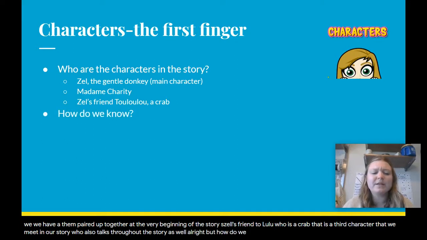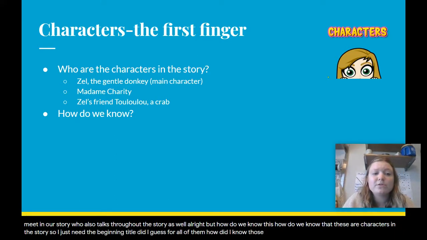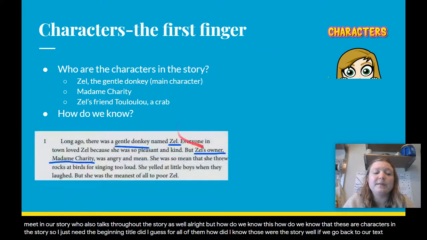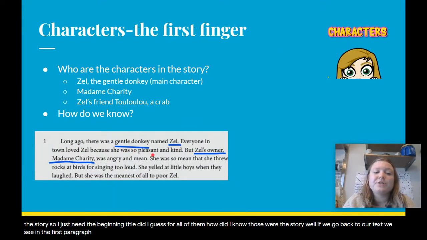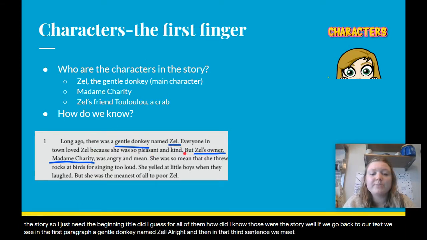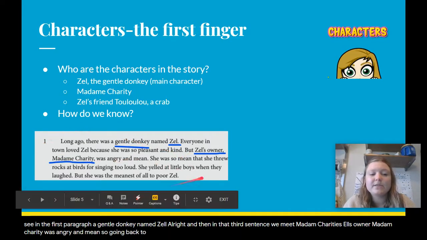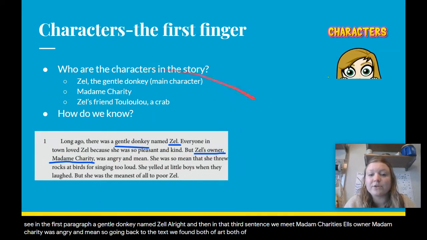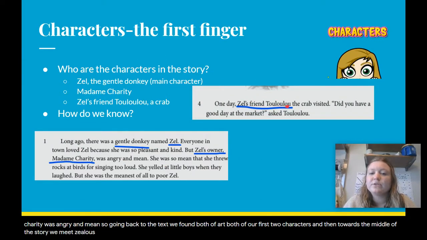But how do we know this? How do we know that these are characters in the story? Did I just see the beginning title? Did I guess for all of them? Well, if we go back to our text, we see in the first paragraph, it says that long ago there was a gentle donkey named Zell. And then in that third sentence, we meet Madam Charity, Zell's owner. Madam Charity was angry and mean. So going back to the text, we found both of our first 2 characters. And then towards the middle of the story, we meet Zell's friend Tulululu, the crab, right there.